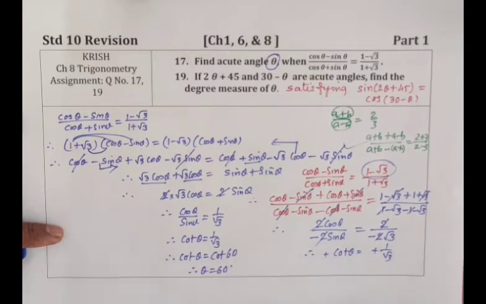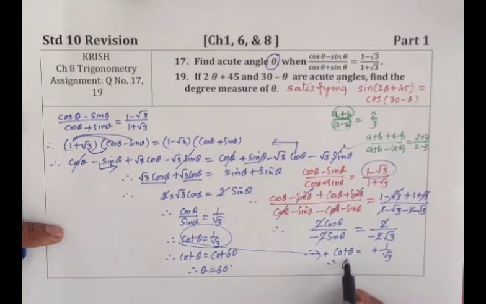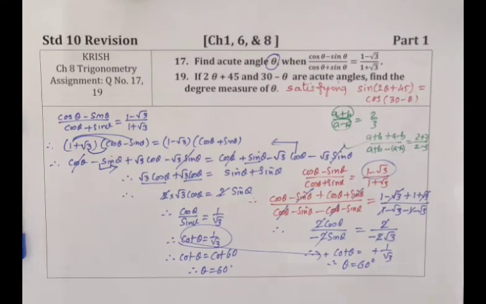So this is plus, multiplying minus 1 on both sides. We have come to the same situation. Therefore, theta is equal to 60 degree. Clear to you, children? Sure?